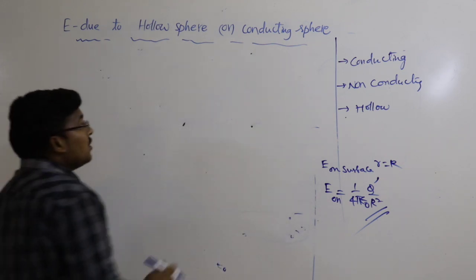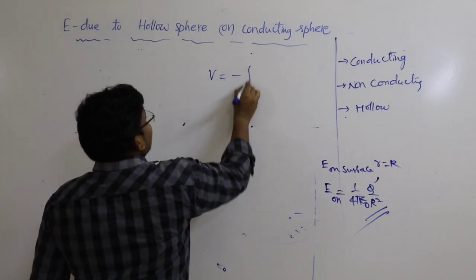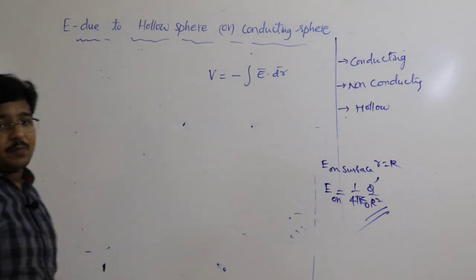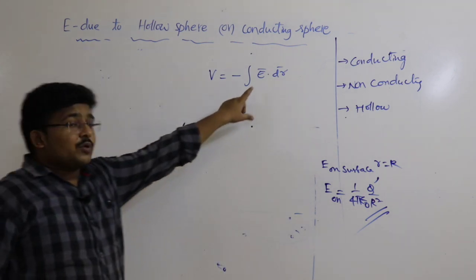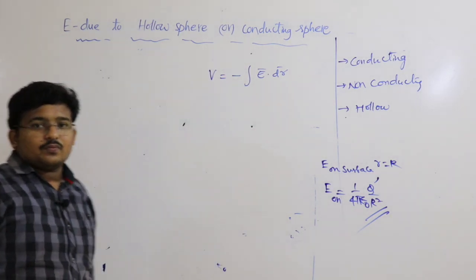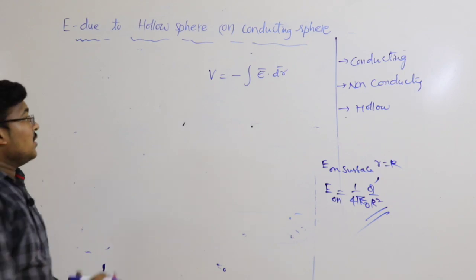Electric field and potential: V is equal to minus integration of E bar dot dr bar. So if you know the electric field, it is very easy to find out the potential also. I will give you the same thing.